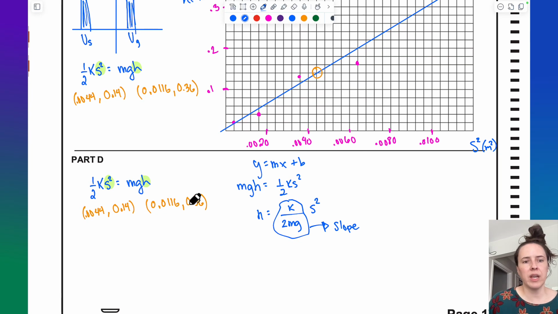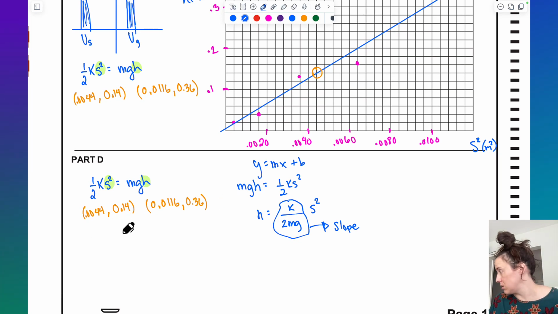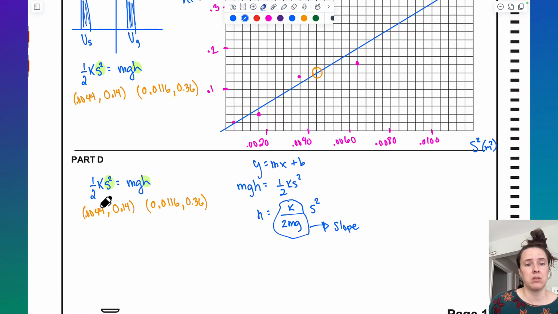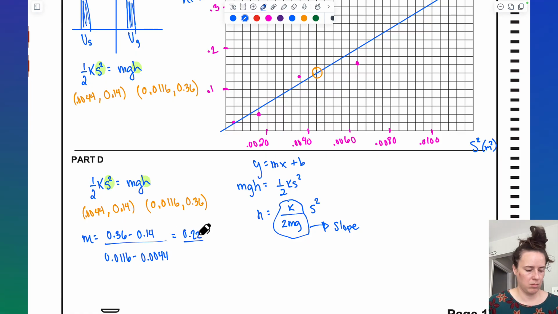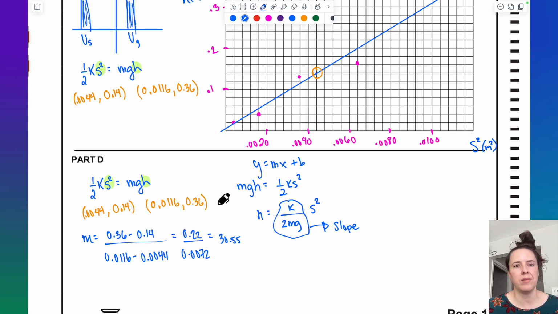Okay, so let's figure out our slope. If you did your points by hand, we're just going to do good old y2 minus y1 over x2 minus x1. Okay, so my slope is about 30.55. I'm going to set that equal to k over 2mg. So my spring constant, which is what I'm looking for, is going to be 2mg times my slope.